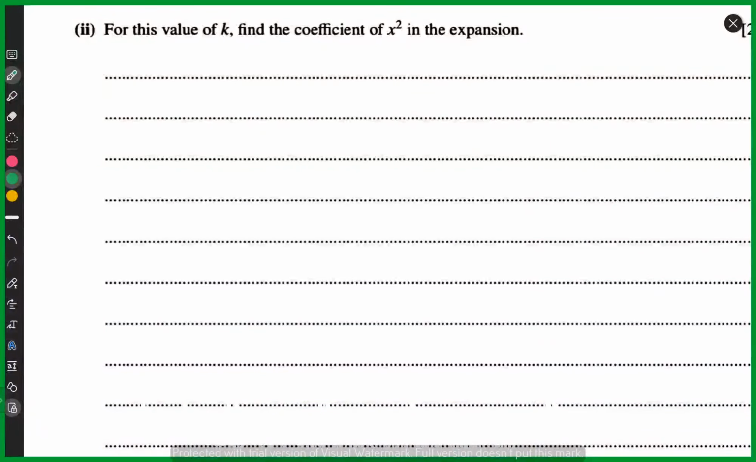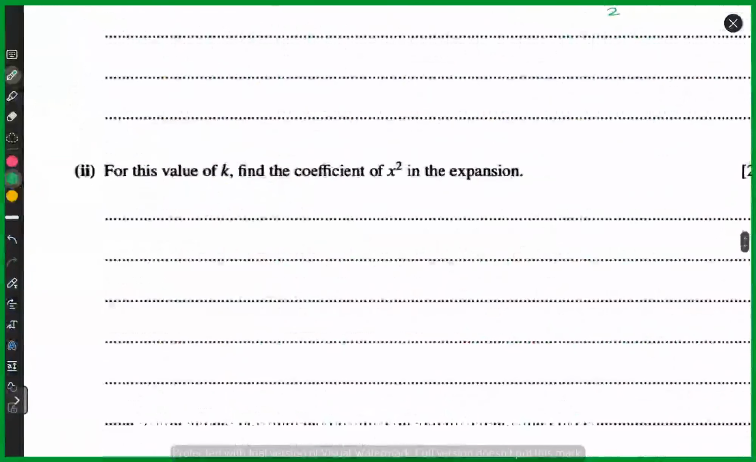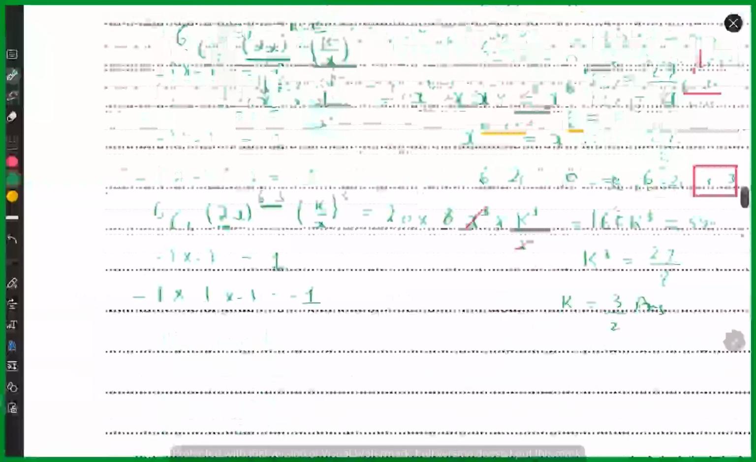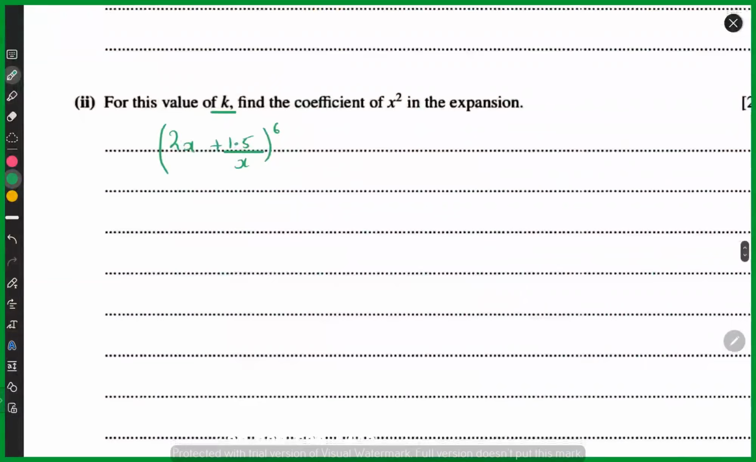Okay. So it is 2x plus 1.5 divided by x to the power 6. The question was for this value of k, we got k equals 1.5. Find the coefficient of x squared in the expansion.